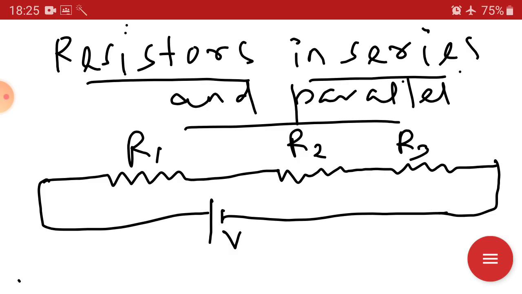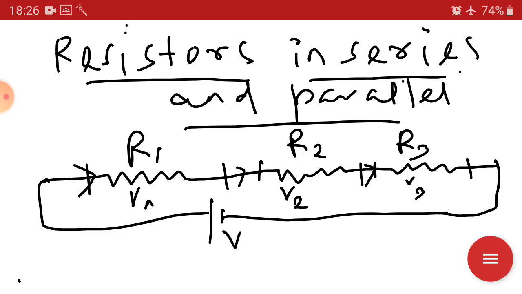So first we will calculate the equivalent resistance for the series combination. As you can see, the resistances are connected in series, so there will be a potential drop across each resistor. Let's say these drops in potential are V1, V2, and V3. And you know from Ohm's law that potential difference V is equal to I into R, the current flowing through the circuit times the resistance.